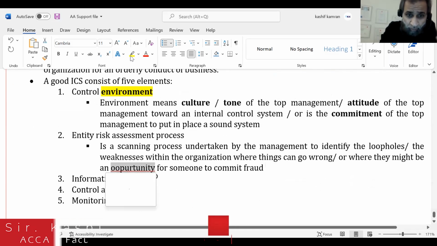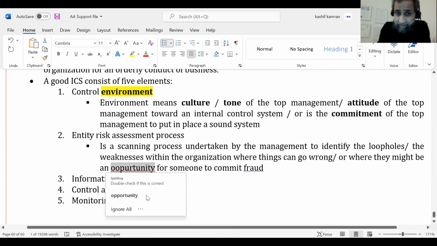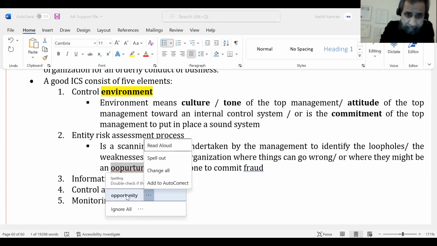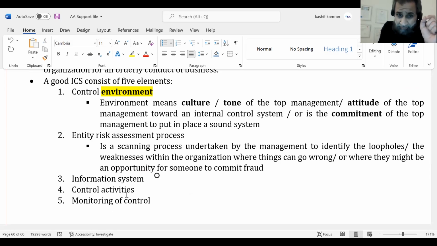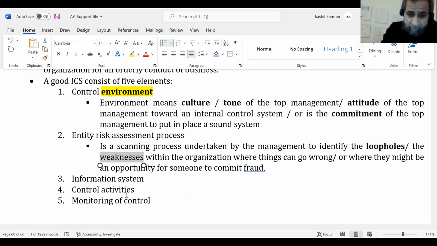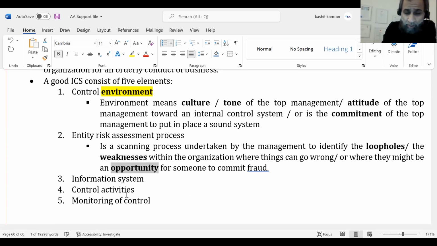So an opportunity to commit fraud is like a risk, right? So it is a scanning process, a thorough scanning process. And again, if you have the right culture, you have the right attitude, this will take place. If you don't, then it will not take place. So it's a scanning process, right? To identify the loopholes, to identify the weaknesses, to identify the opportunities where things can go wrong in the organization. So it's a risk assessment process.